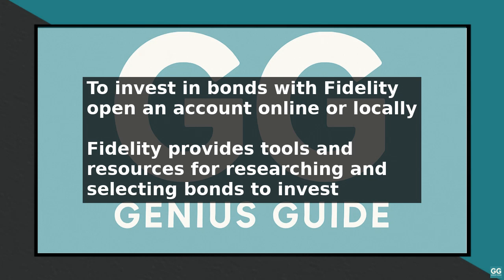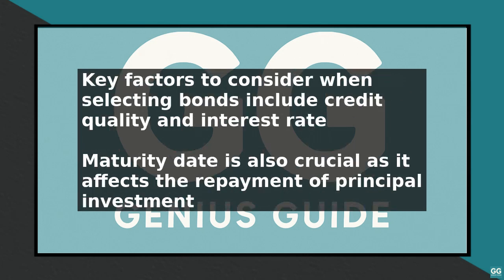and market commentary. When selecting bonds, there are several key factors to consider, including the credit quality of the issuer, the interest rate, and the maturity date. Credit quality refers to the likelihood that the borrower will be able to repay the loan, and is typically measured by credit ratings. The interest rate, or yield, is the return you can expect to earn on your investment, and the maturity date is the date on which the bond expires and the principal is repaid.